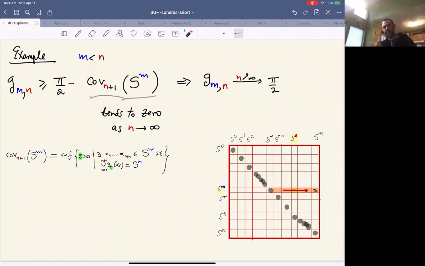Because I'm allowing myself to use more and more points to construct covers of a space by taking ball centers at those points. So as n goes to infinity, and if I place the points optimally, then I need a smaller and smaller epsilon to cover this sphere, which is a compact space. So then we learn out of that that the distance actually grows to pi by 2 for any given and fixed m, right? As you move away from the diagonal, you're going to reach pi by 2.